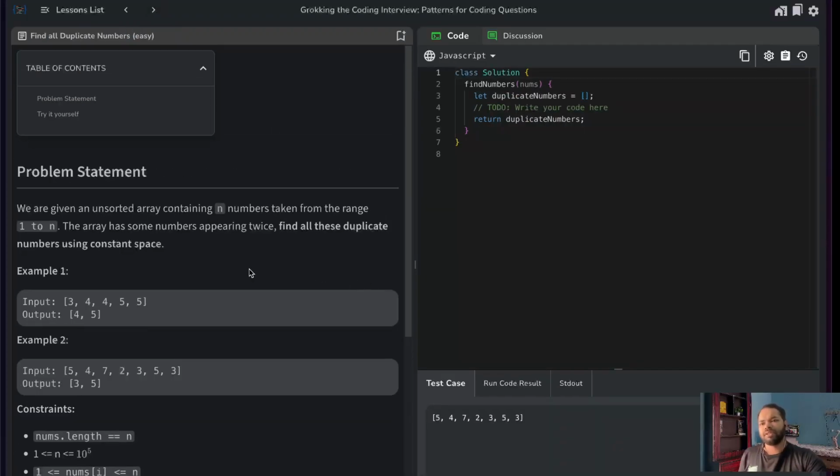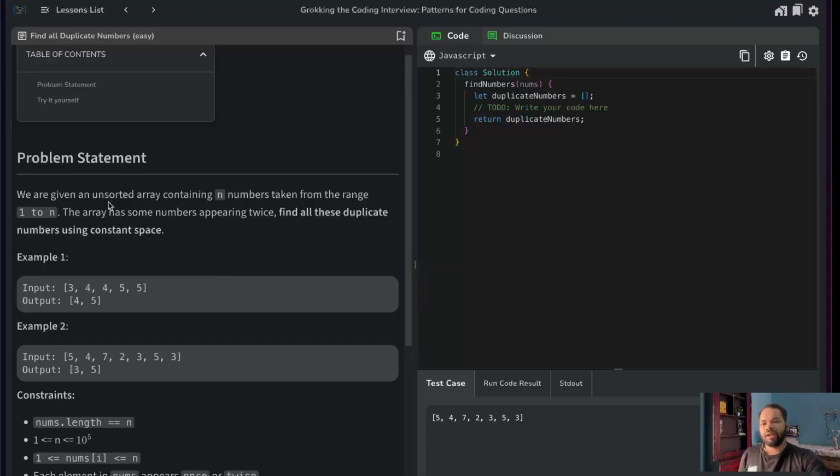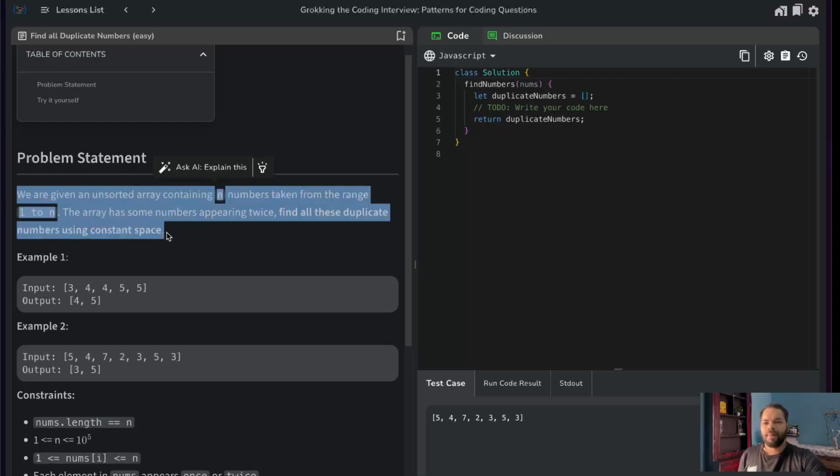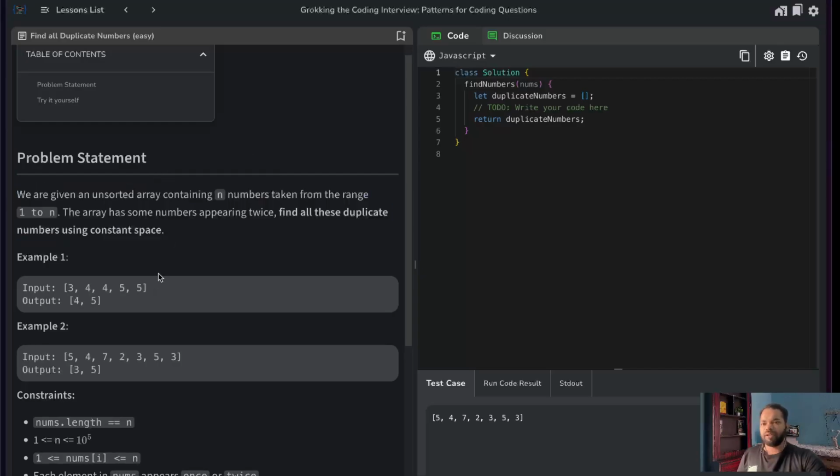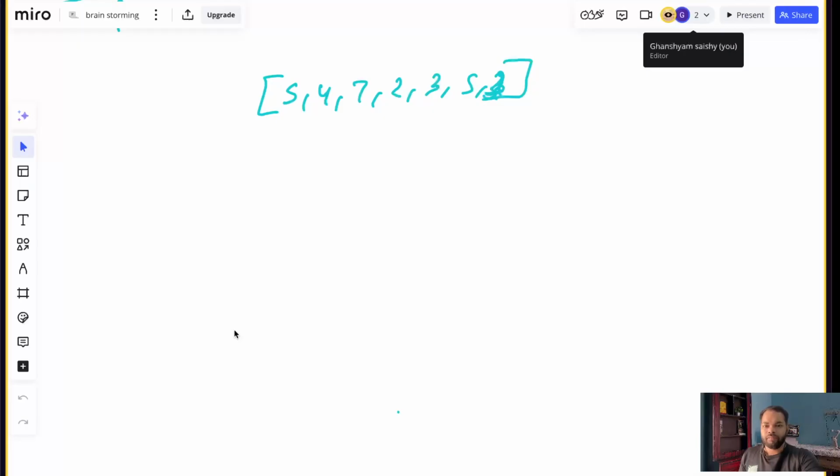The next question is: we are given an unsorted array containing n numbers taken from the range of 1 to n. The array has some numbers appearing twice. Find all these duplicate numbers using constant space. Okay, we need to find all the duplicate numbers. Yeah, let's do that. Not a big issue. Let's look into this question.